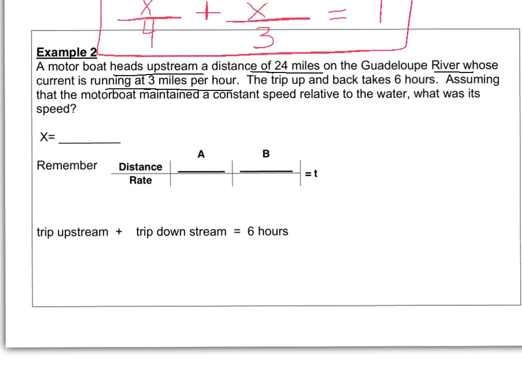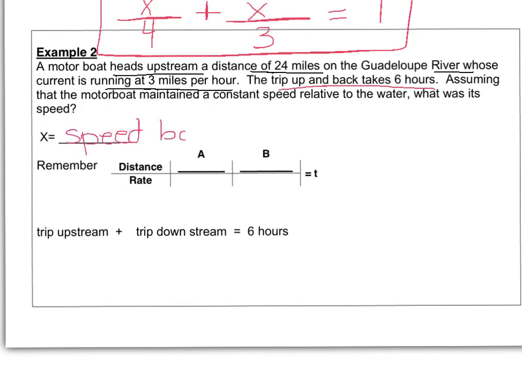The trip up and back takes 6 hours. Assuming that the motorboat maintained a constant speed relative to the water, what was its speed? So they're asking for the speed of the boat. So x is the speed of the boat.